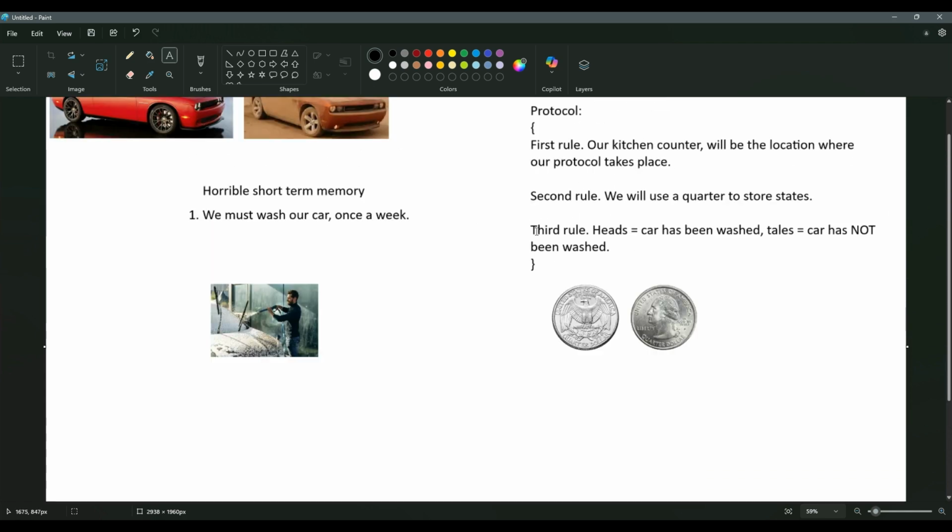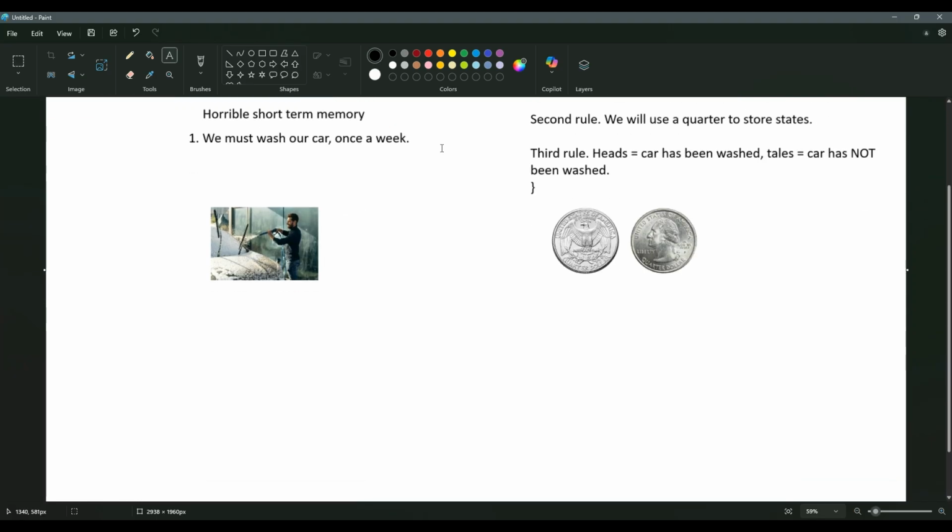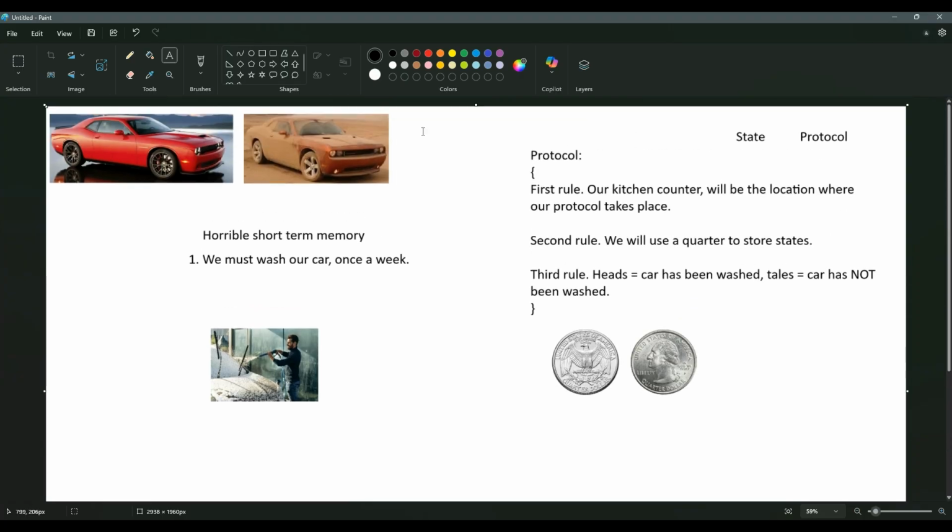So now, consider it's Friday. You have no idea if you washed the car yet. Maybe you did, maybe you didn't. Instead of going down 14 flights of stairs to go check, you can just go to your kitchen, look at the counter, and see either heads or tails. Using the protocol, heads means I washed the car, I don't have to worry about it, and you can go back to relaxing. Tails means I didn't wash the car, so I'm going to go handle that right now. And that's basically what our protocol does.